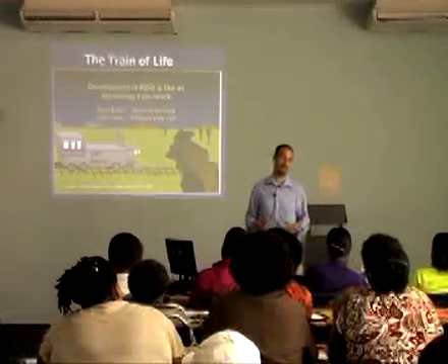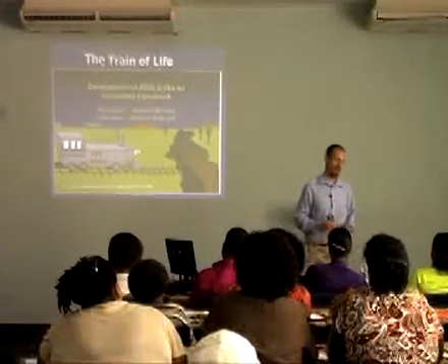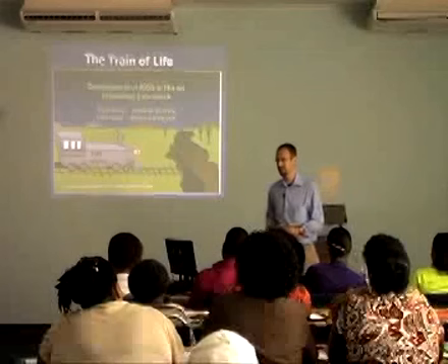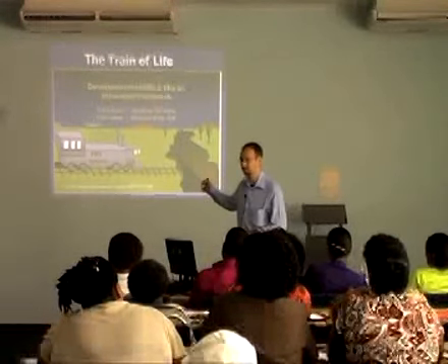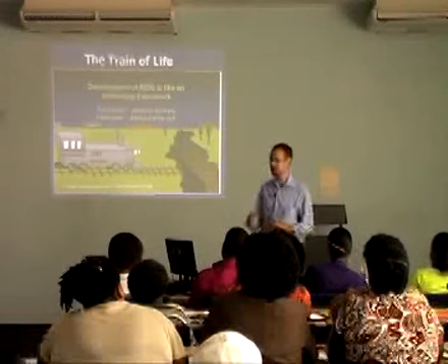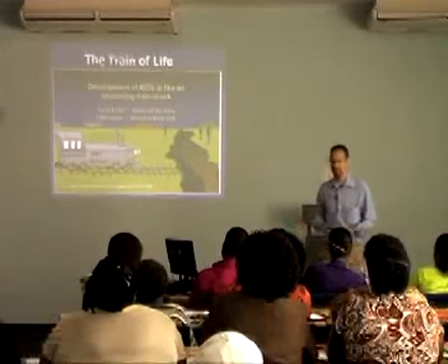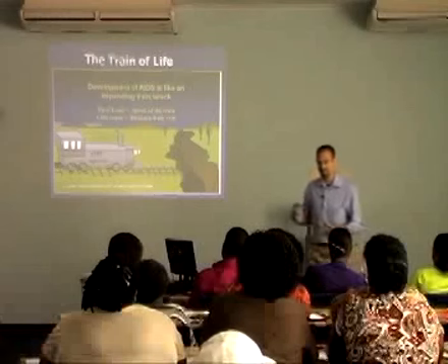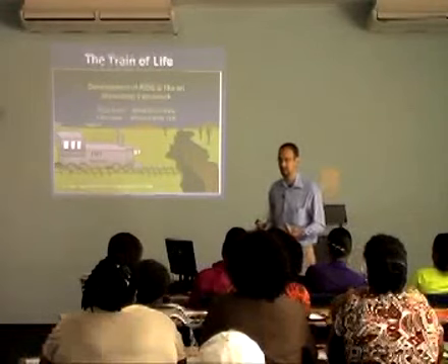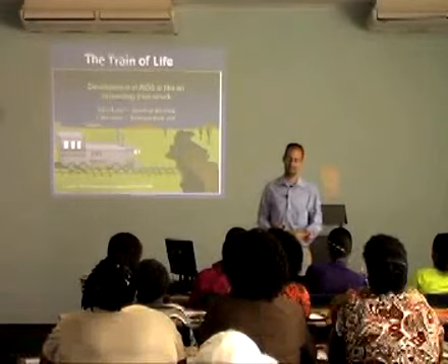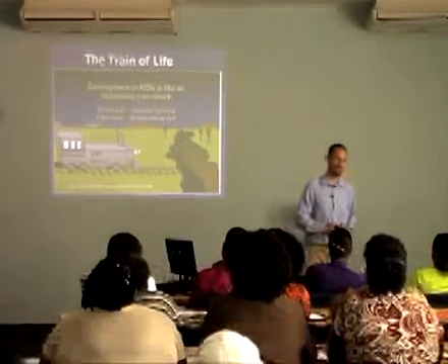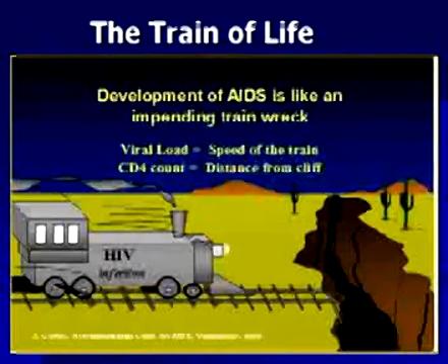And we use certain things to measure how a person is doing when they're HIV infected, similar to how we can describe this situation. One would be the distance of the train from the edge of the cliff. And that's analogous to a CD4 count. So how close is the person to the edge of the cliff? How advanced is their HIV? How likely are they to get opportunistic infections, get sick, and potentially die?